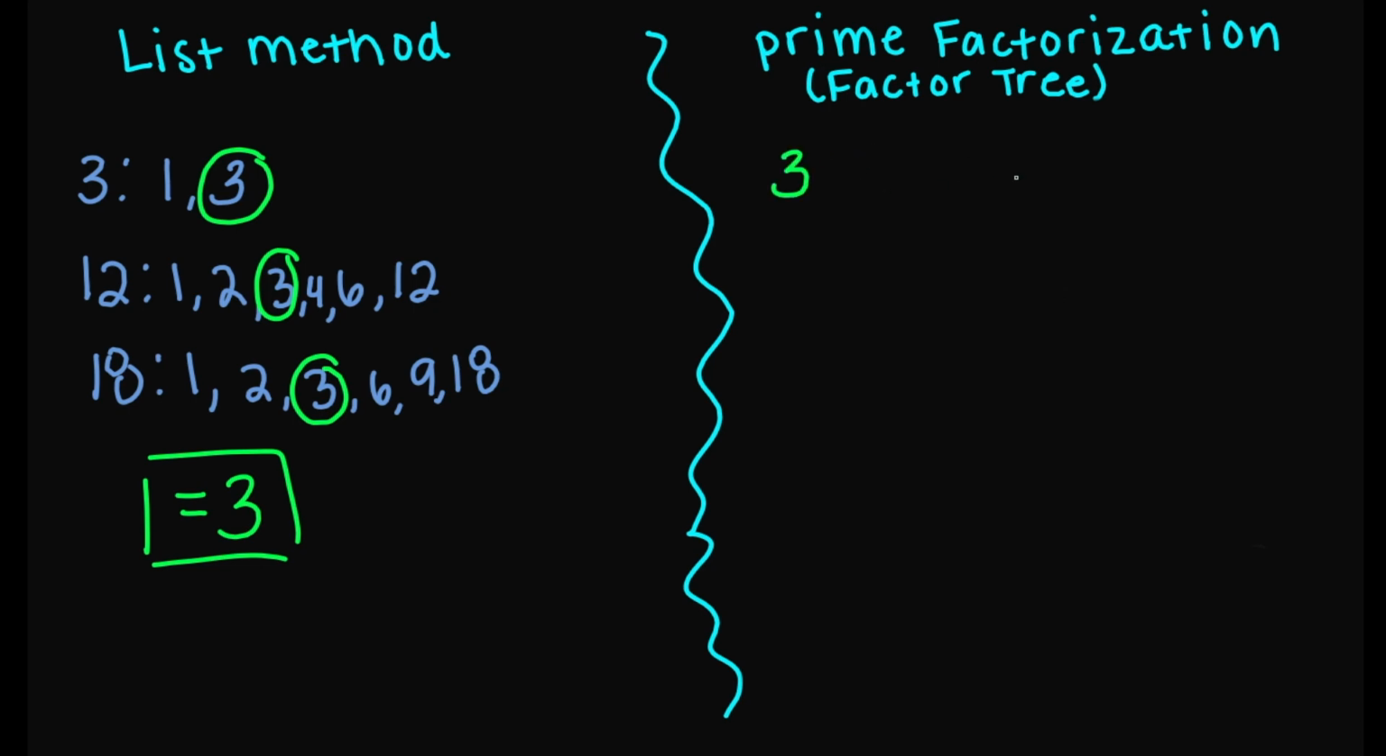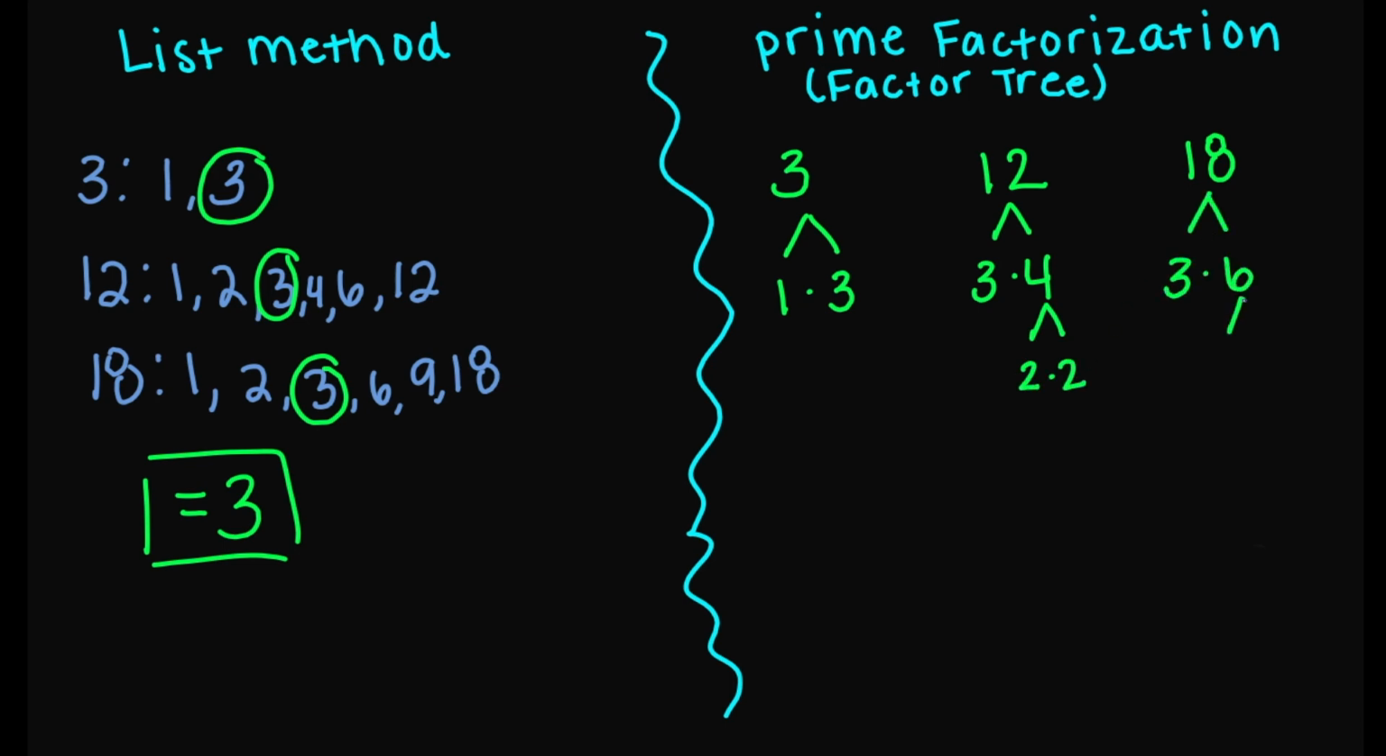So now let's try the factor tree, 3, 12, and 18. So 3, you just have 1 times 3. That's all we have. 12, we have 3 times 4. My 4 is 2 times 2. 18, we have 3 times 6. My 6 is going to be 2 times 3.